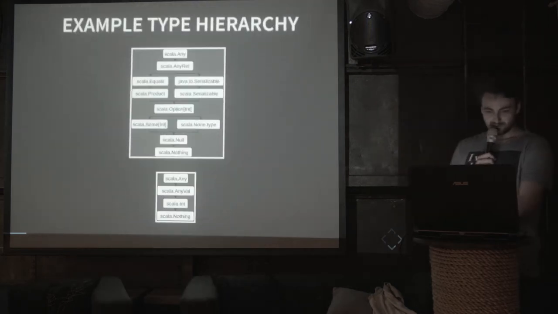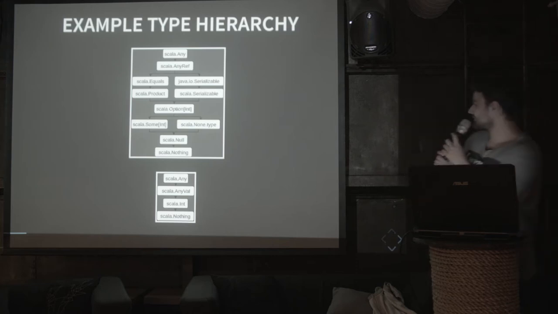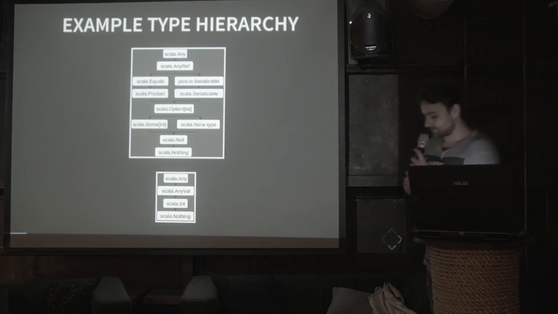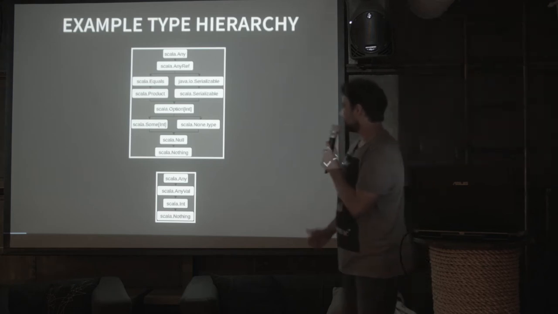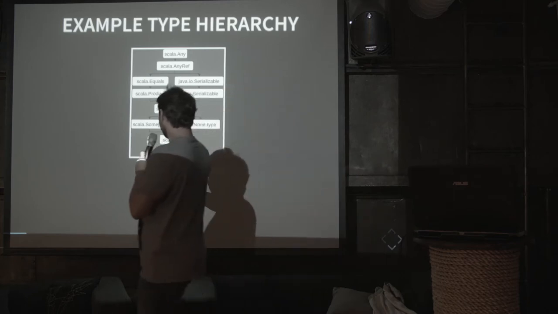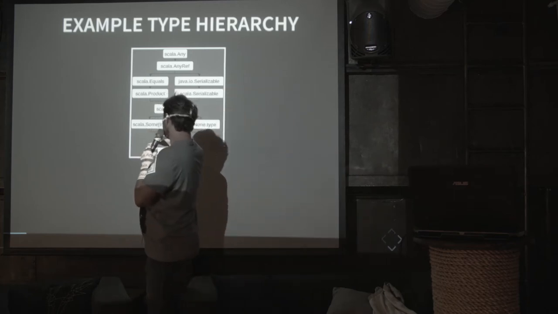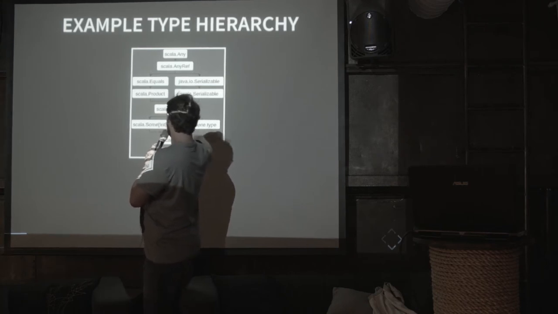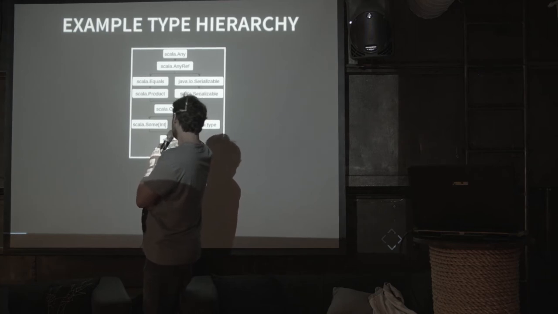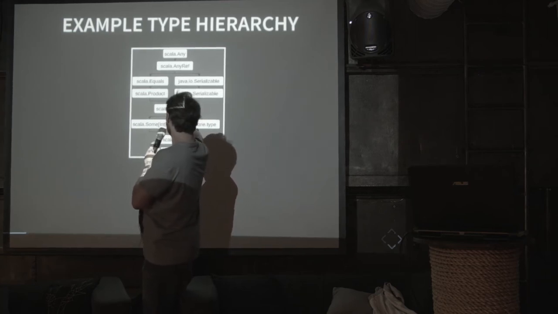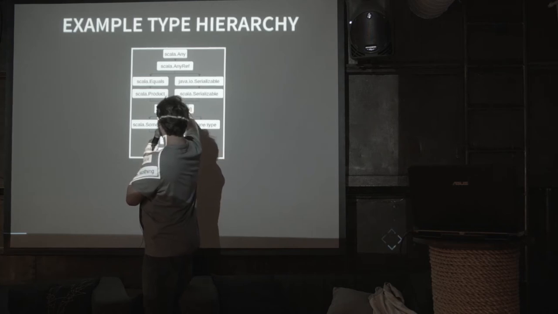Well, let's think about some type hierarchy for a while. When we have M3, it's very visible, so maybe I'll explain a bit. Here we have the type Some[Int], which is a subtype of Option[Int]. Here we have None, here we have Scala Null. Also things like Serializable, Java Serializable, Equals, Product, and so on.